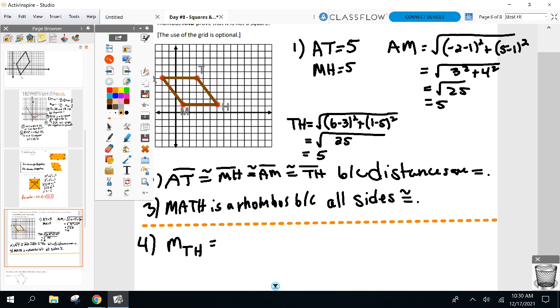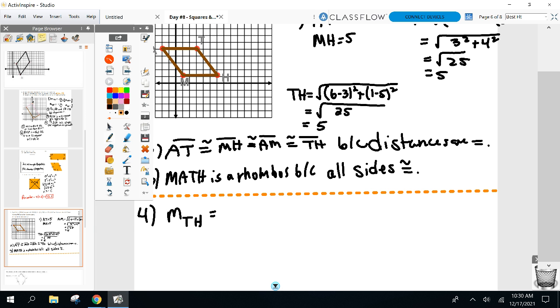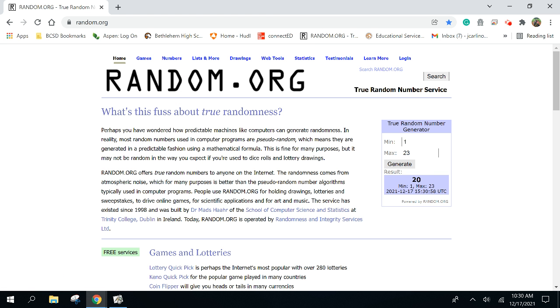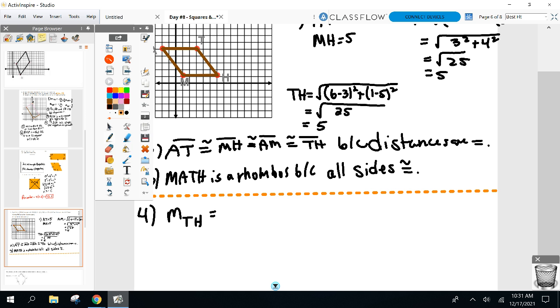Rise over run. Up and over. Slope of TH when you find it. Good. -4 over 3. It's negative because it's going downhill. And I also have to compare that with the slope of MH.